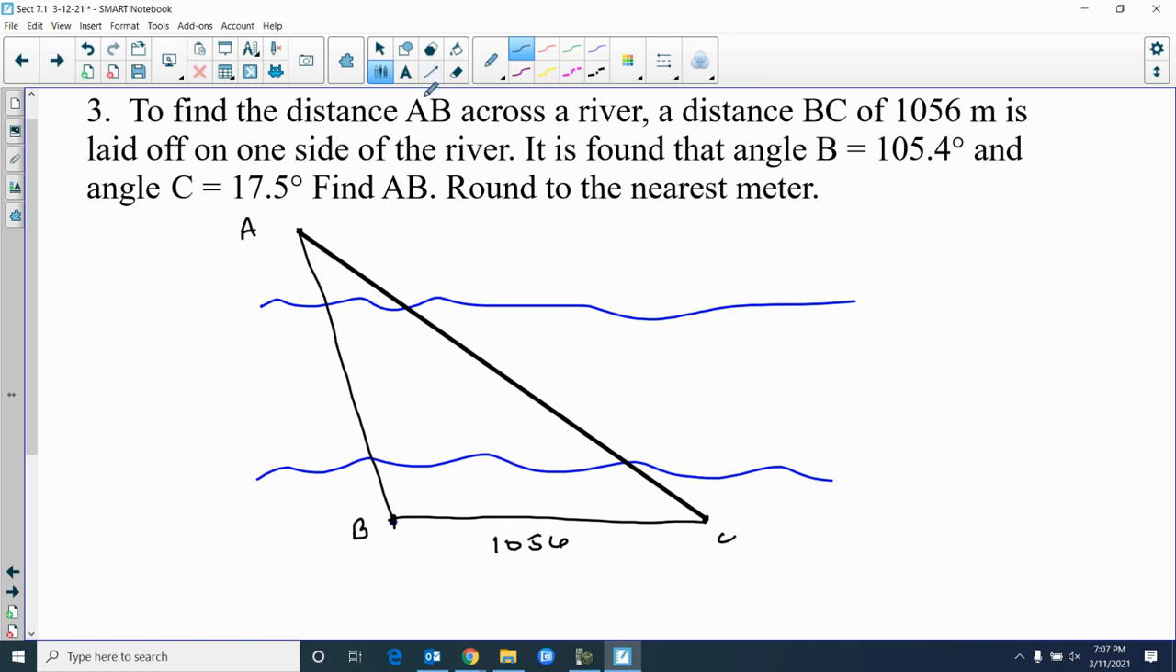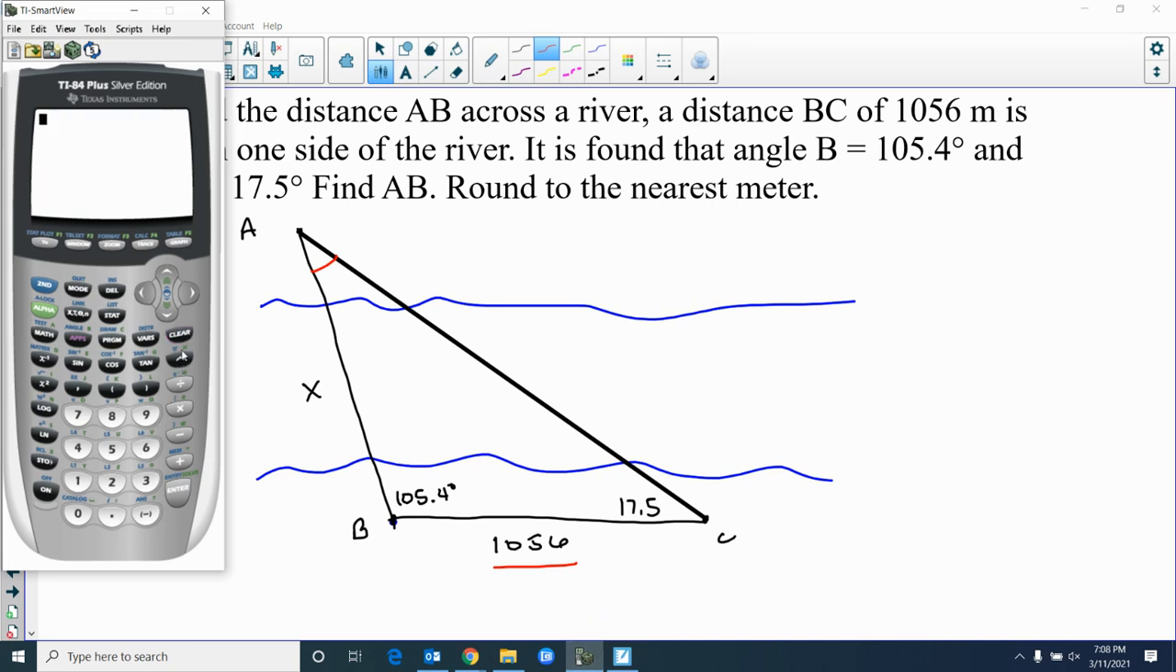Then we are looking for AB, which I'll call X. It is found that angle B is 105.4. That's one reason why I moved A over there a little bit, because I knew that was an obtuse angle. So that's 105.4 degrees. Angle C is 17.5 degrees. All right, we need to find X. I know this 17.5 is across from the X, and I know my other angle. I don't know this side, but I do know 1,056, which is opposite of angle A. So I'm going to need to figure that out.